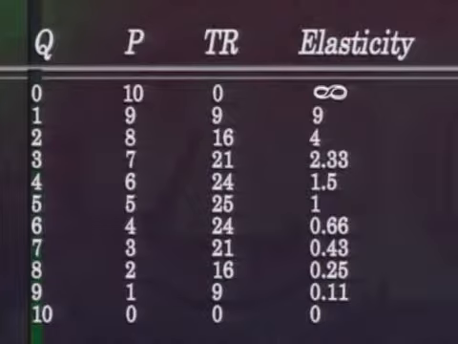Notice that over the elastic portion of the demand curve, that's where elasticity is greater than 1, if we increase price, total revenue falls. And if we lower the price, total revenue increases. Conversely, over the inelastic portion, if we increase price, total revenue rises. And if we lower the price, total revenue falls.